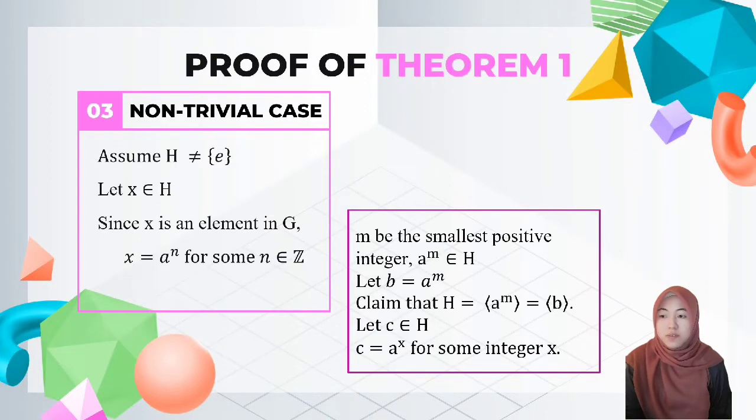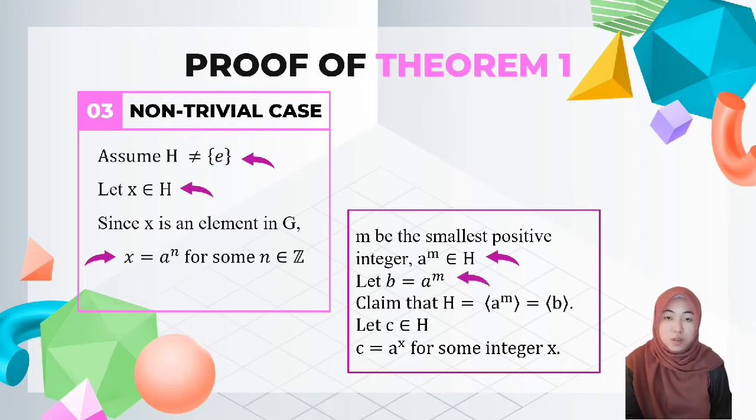Next, for the non-trivial case, we assume that H is not the trivial case. So in this case, we will have a non-trivial element, and we call the non-trivial element x, an element in H and also in G. From this, we can tell that x is equal to a to the power of n for some n, where it is an element of the integers. We let m be the smallest positive integer such that a to the power of m is an element of H.